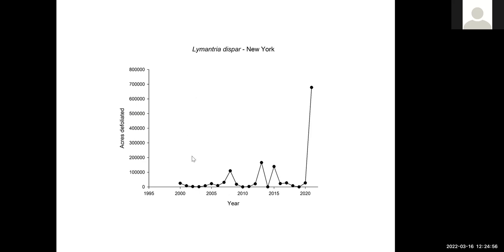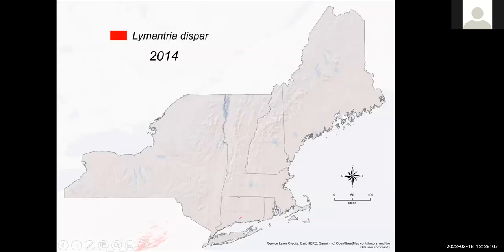You can see a little bit more activity through the years with Lymantria dispar, and then this spike in 2021 for some reason. So just to show this on the map, starting in 2014: not much activity, a little bit of defoliation was mapped down here in Connecticut.